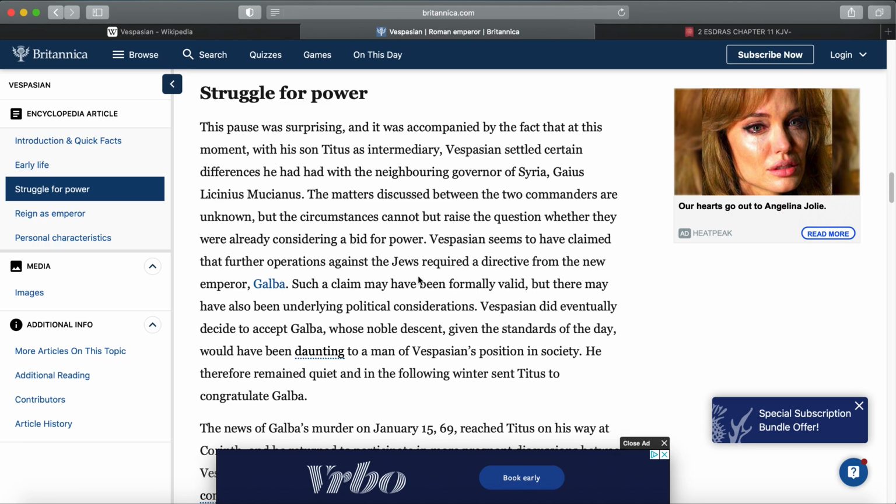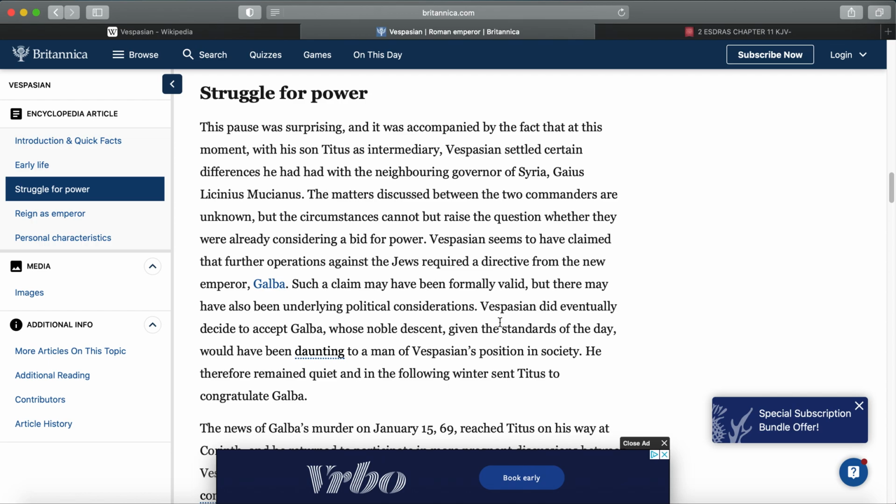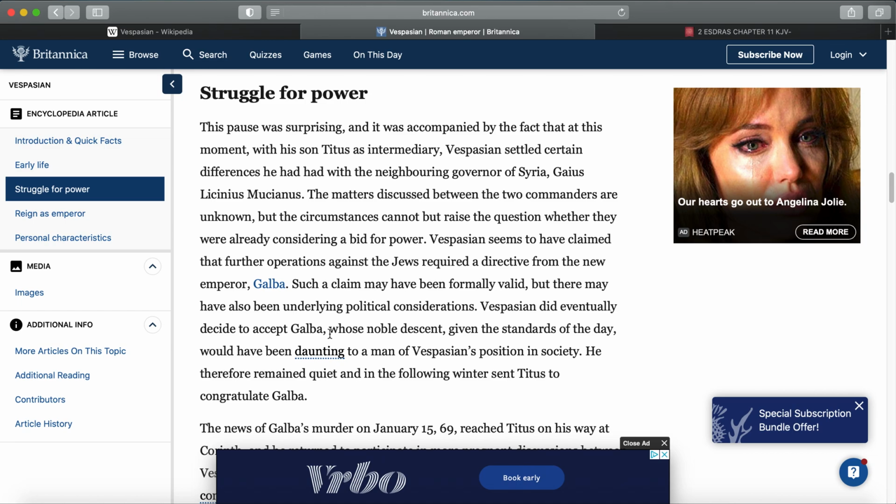All right. So it says such a claim may have been formally valid, but there may have also been underlying political considerations. Vespasian did eventually decide to accept Galba. Right. Think about that. He decided to accept Galba. But who was Vespasian's rivals? Otho and Vitellius.